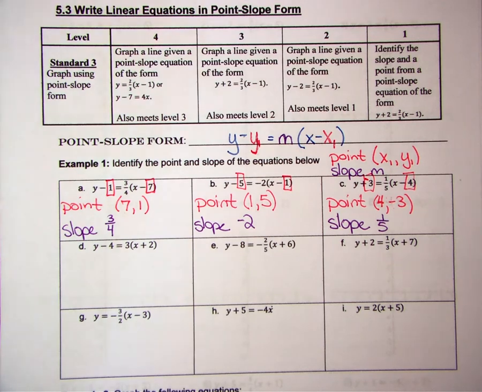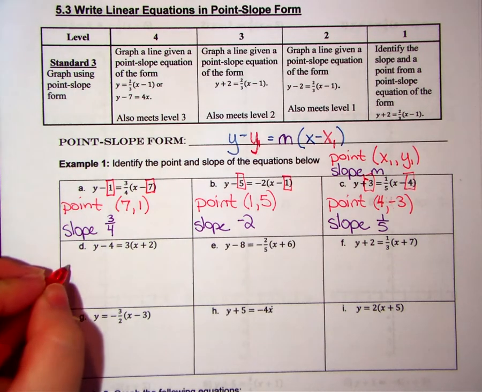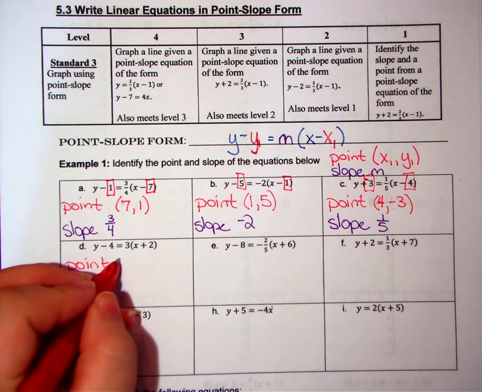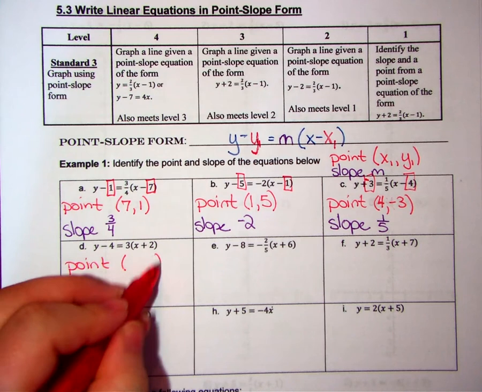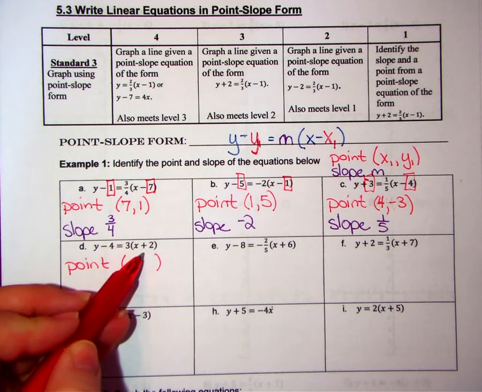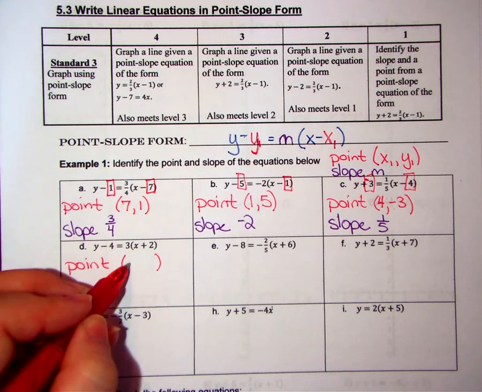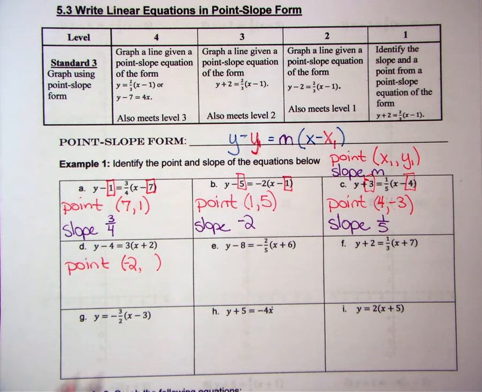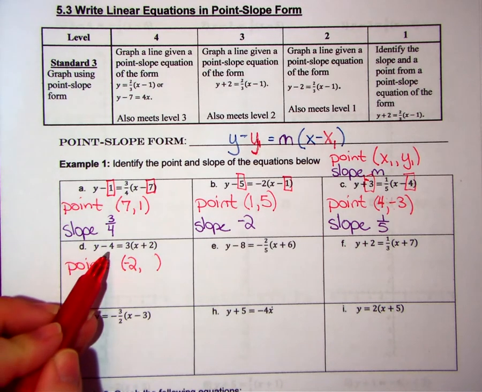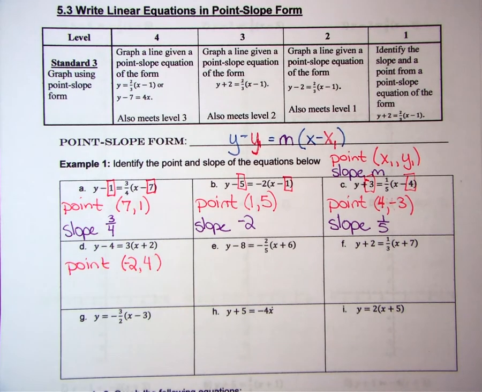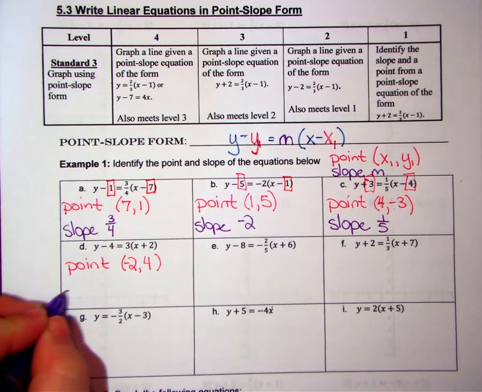Let's take a look at D. The point, this looks like a +2, but really we know that it's the opposite of what it appears to be, so it's going to be a -2. This looks like a -4, but it's the opposite of what it appears to be, so it's really a +4. Our slope is 3.